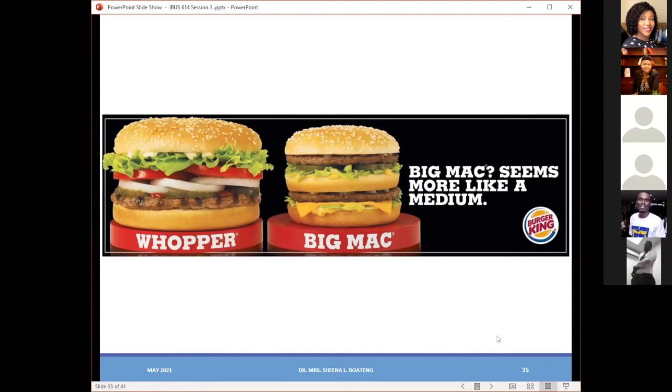McDonald's. McDonald's said they have Big Mac, but Burger King is saying that theirs is what? Bigger, meaning that the Big Mac is smaller. This is subliminal. You can't take them to court. Yes. They didn't mention any name. But they are trying to tell the consumer that Big Macs do not compare to the Burger King Whopper.